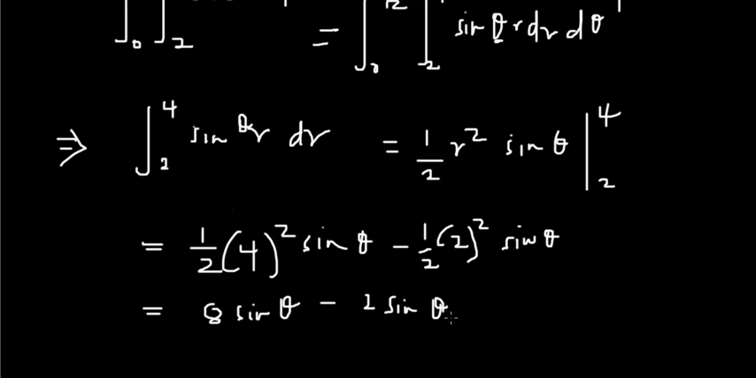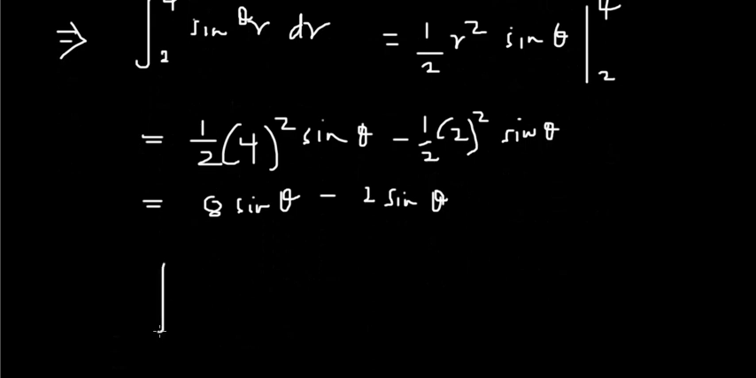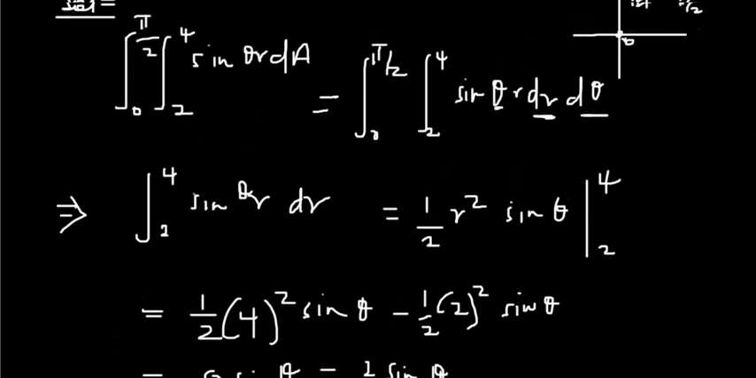So now we are not done. All you have to do is just integrate with respect to theta. So we are done with integrating with respect to the r. Now we have to integrate with respect to the theta. So this is the same as, let's find the quadrant.